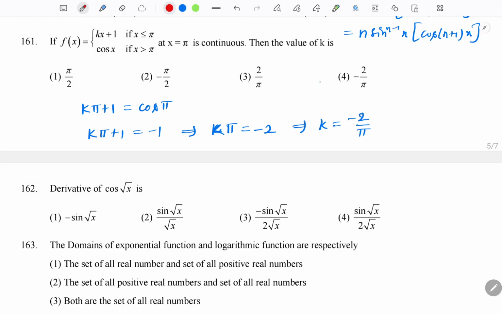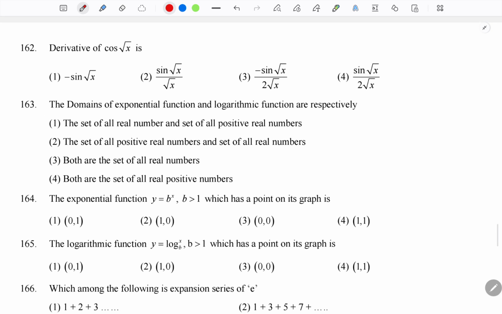Option number 4. Next one, derivative of cos root x. Very easy. What is the derivative of cos? Generally y dash equals minus sin root x. You say x? No. What is the internal derivative of root x? 1 by 2 root x. So it is nothing but minus sin root x by 2 root x. So which option is correct? Option number 3. Next one.